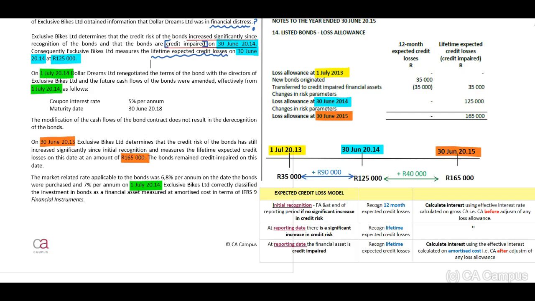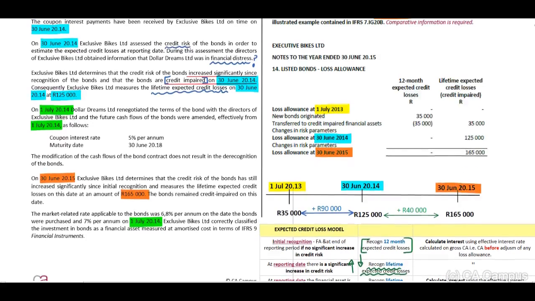Remember, if an asset is credit impaired, we will have to recognize our lifetime expected credit losses. Now with this asset, there is a movement from recognition of 12-month expected credit losses to a significant increase, and this will now be recognized based on our lifetime expected credit losses.